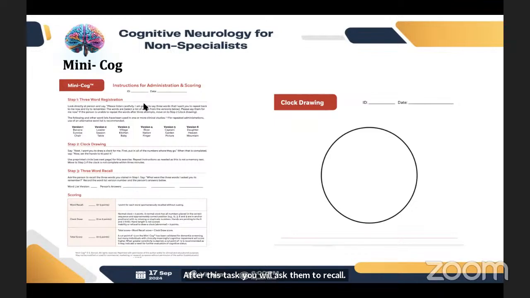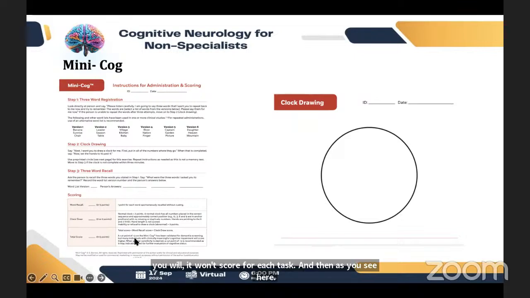For the scoring of this screening, you give one score for each task. As you see here, if the patient got 3 at the minimum, that cut point clinically indicates cognitive impairment, and if the patient got 4 or 5, that means the patient is functioning within average.